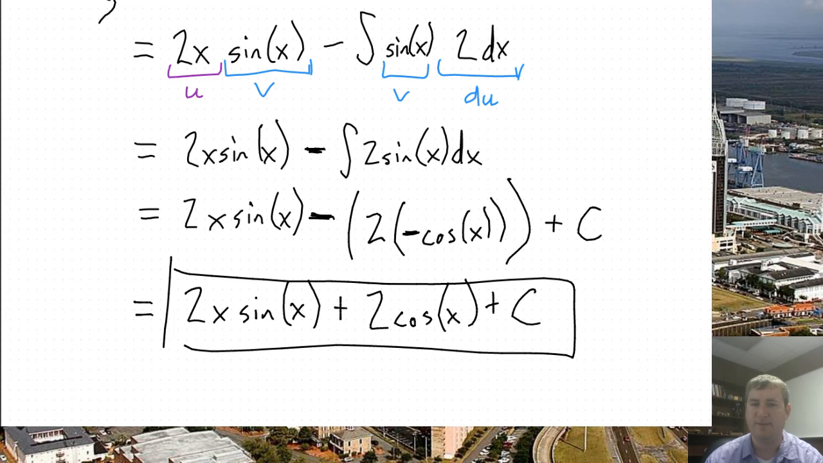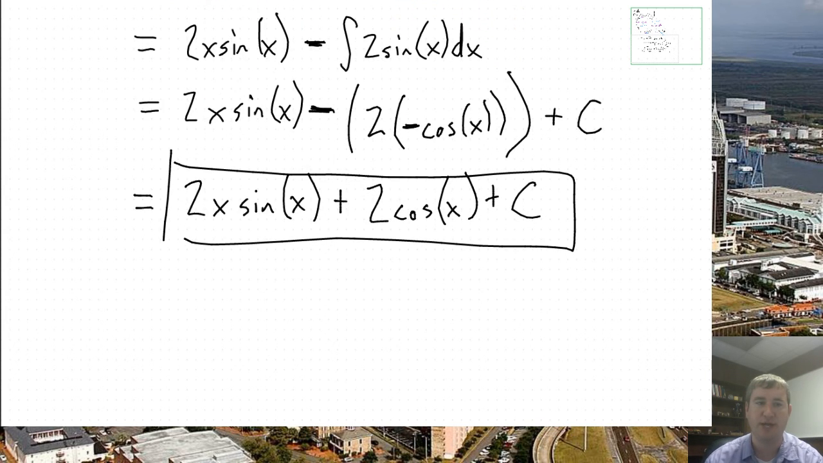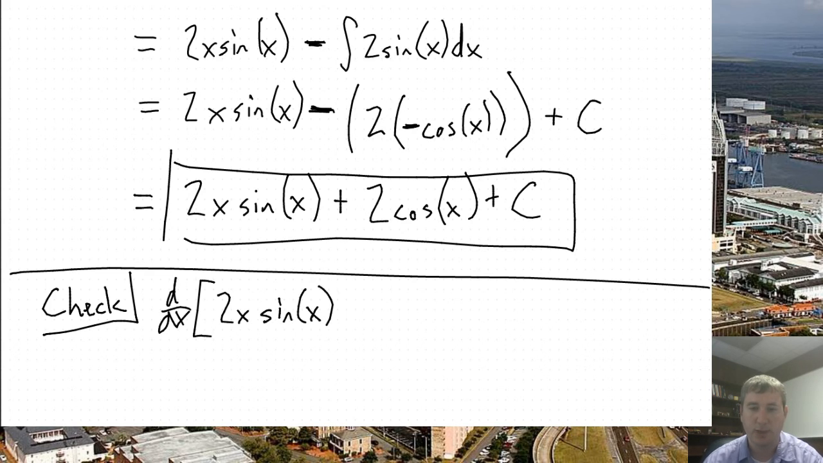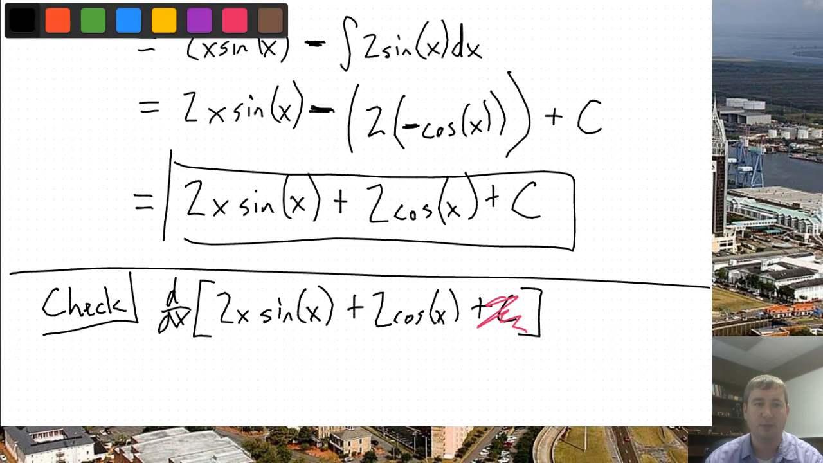Now, since it's my first time doing integration by parts, I should probably check and make sure I did it correctly. So this is the optional step you can take at the end of an integration problem to make sure that it worked out. So I'm going to take the derivative with respect to x of 2x sine of x plus 2 cosine of x plus c. And of course, the c is going to go away. The derivative of a constant by itself is 0.